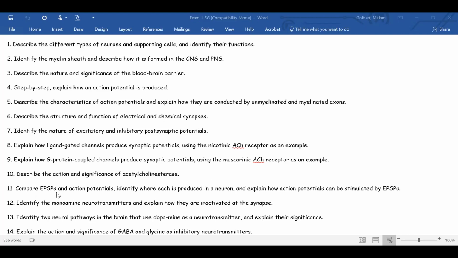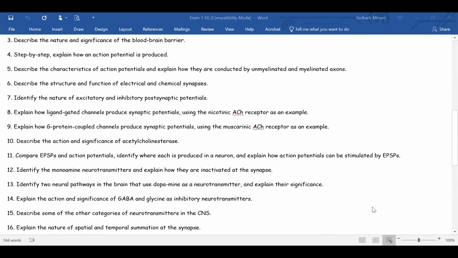So again, here we have EPSPs, excitatory postsynaptic potentials, and then the different types of neurotransmitters that we have, like the monoamine neurotransmitters and how they're inactivated. Remember, we have the MAO, or monoamine oxidase inhibitors. MAO is the enzyme, and the monoamines are inactivated by the monoamine oxidase enzyme.